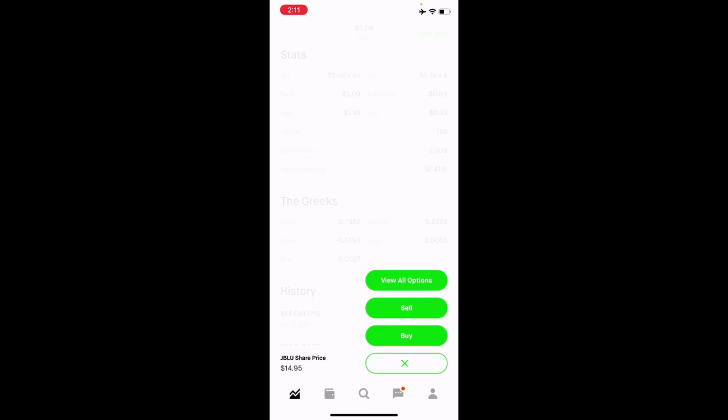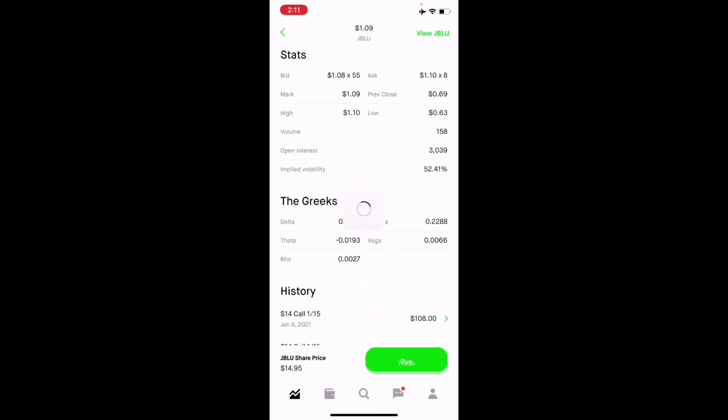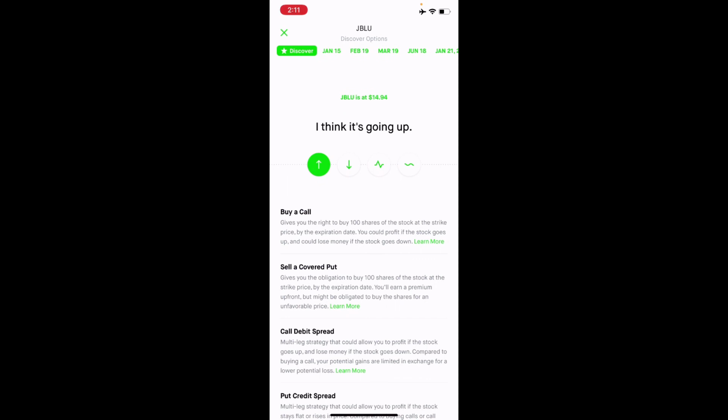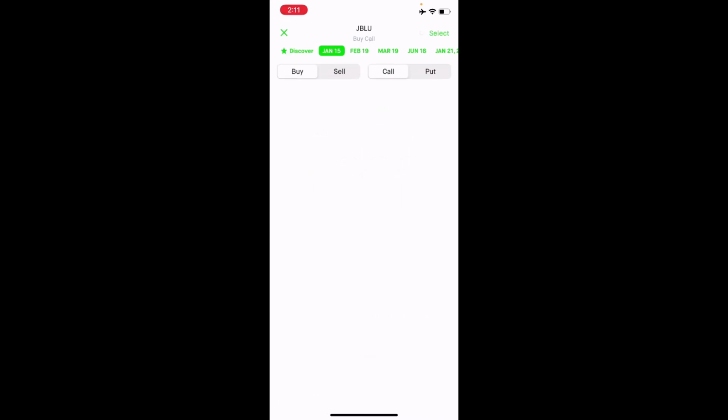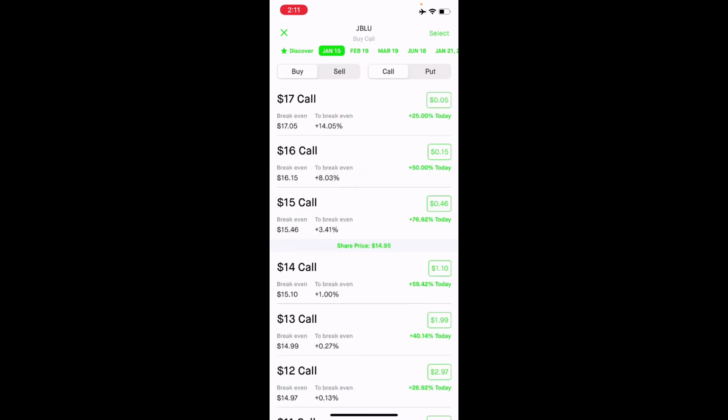You go inside by clicking trade and you go to view all options. You'll see right here where it shows you the times by the months. Click on January 15th, for example. And the numbers on the right is what you'll pay. You see the share price and the break even is 15.10 on the left hand side. If you look all the way at the bottom where it says 14. So these times at the top, if you look back at the top, you'll see January 15th, February 19th, March 19th. Those are the time frames.